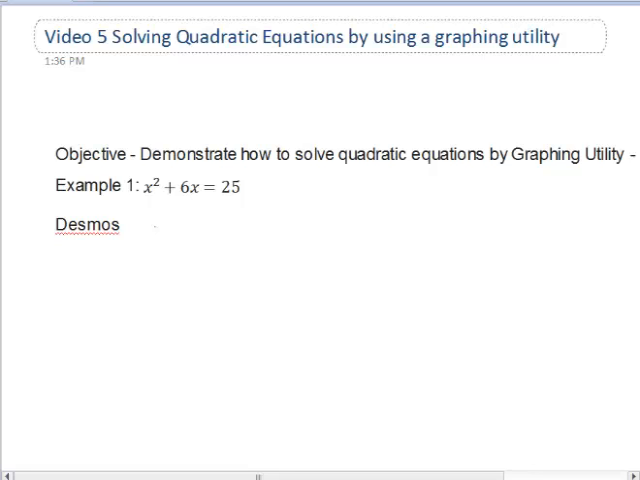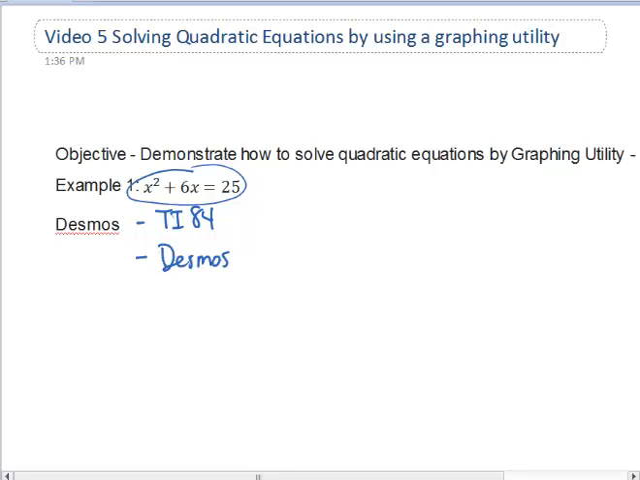McAllen and this is our fifth video on solving quadratic equations. In this video we're going to talk about how you can do this by using a graphing utility. So most of us in the classroom have access to a TI-84, so we'll solve this problem by using the TI-84 and then we'll solve it using Desmos.